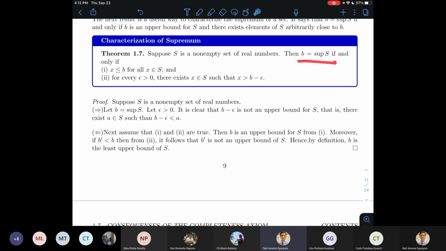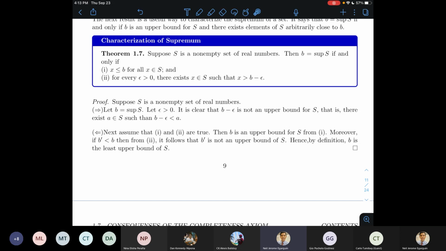Number one, if it is the supremum, then the two conditions automatically follow. Right? And the converse is also true. If these two conditions are satisfied, then you can conclude that B is the supremum of S. So basically, at the back of your minds, you can treat this theorem as an alternative definition or a characterization of being a supremum. Okay?